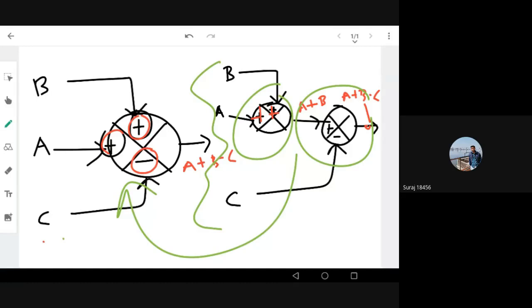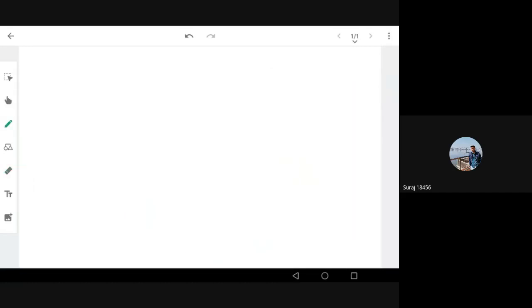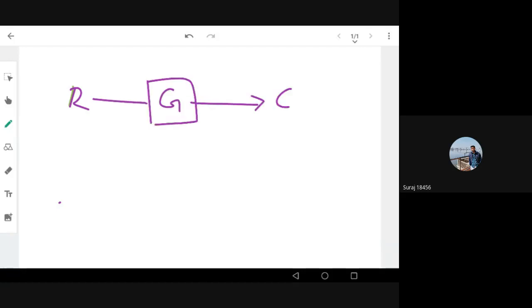So I will give you an example. You need to do this feedback right now. I'm giving you signals. We have a signal R. This is going to a gain G, right? And the output, say output is C. I'm just giving you some variable C. And you have feedback H. The output is going to the feedback gain H.